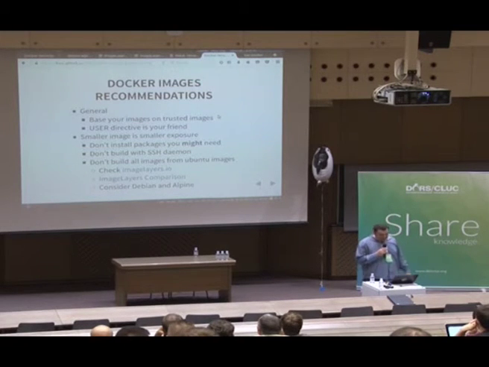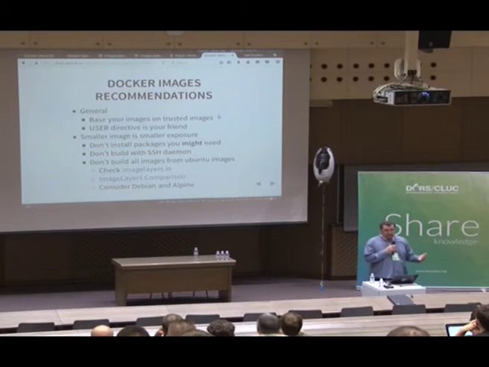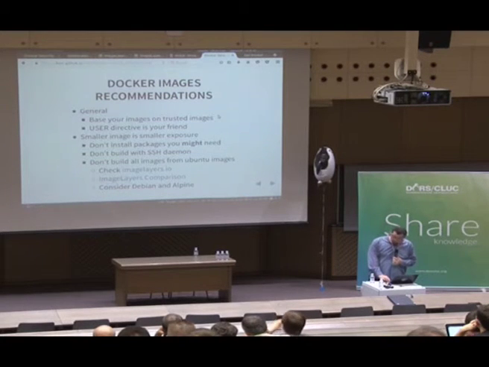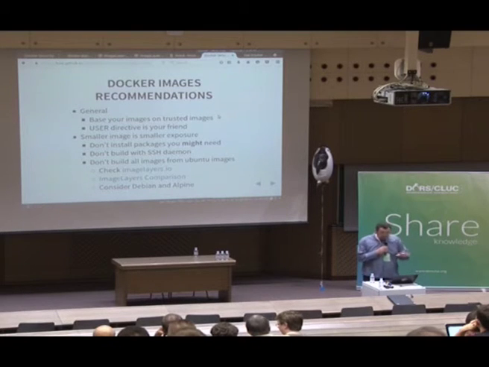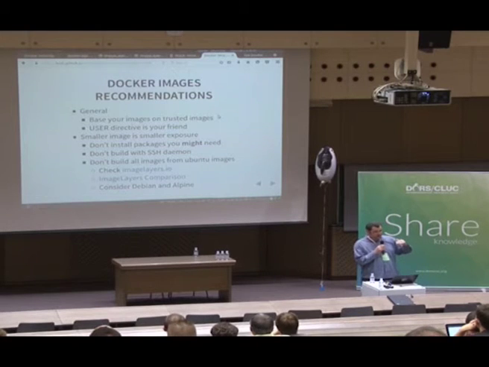And don't build all images from Ubuntu images. Not just that its security is stupid, because you have a larger attack surface, right? You also get your bandwidth hogged because everything is big. That's why I recommend looking at image layers IO. Then you can see all the images which something is based on, and you can actually decide whether it fits you, right?